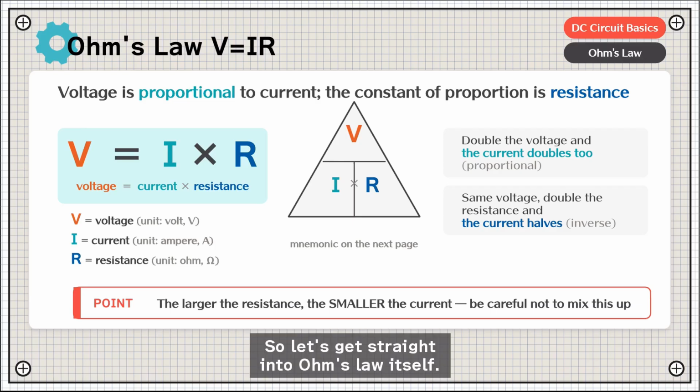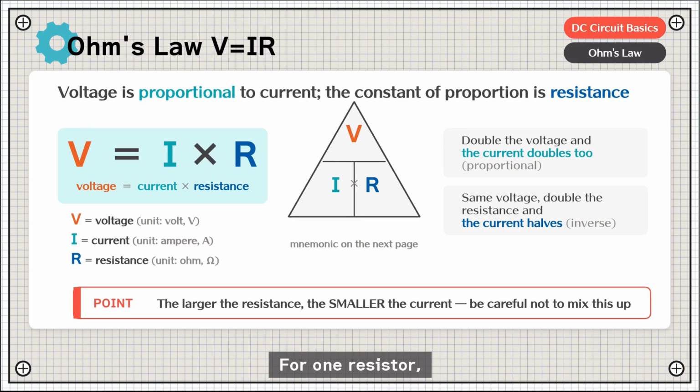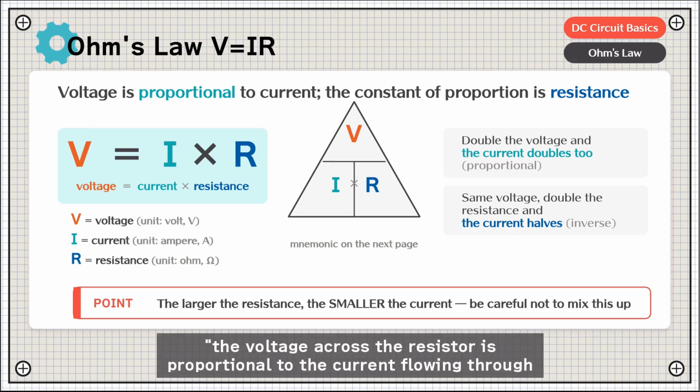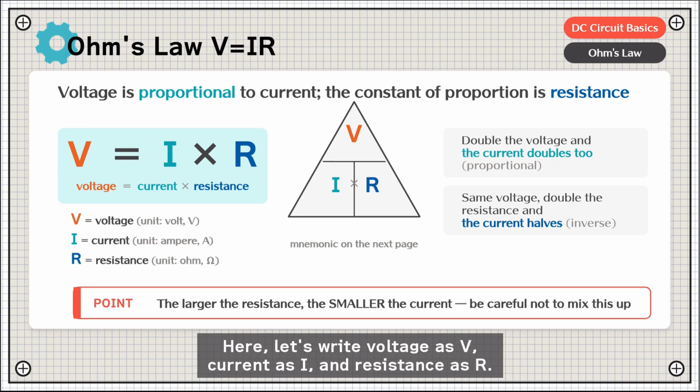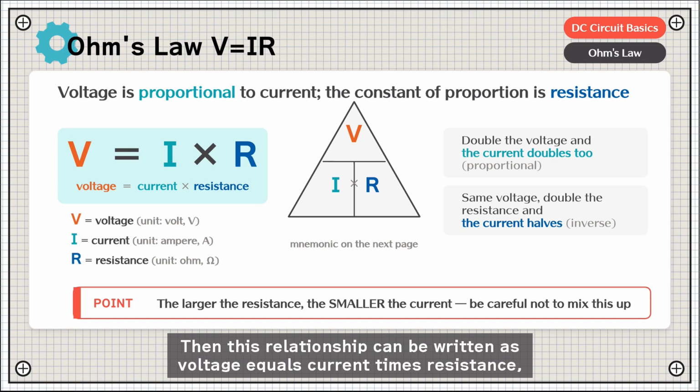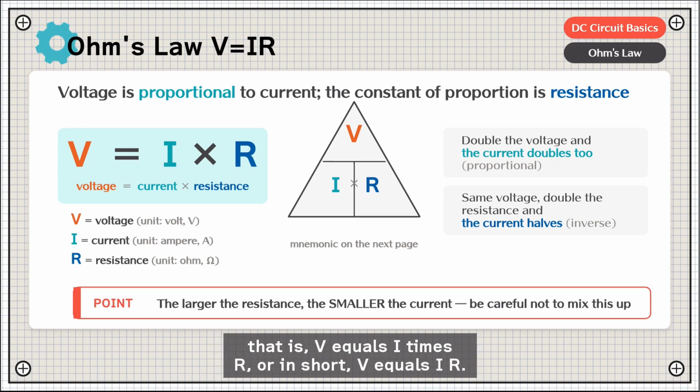So let's get straight into Ohm's law itself. For one resistor, Ohm's law says this: the voltage across the resistor is proportional to the current flowing through it, and the thing that sets the degree of that proportion is the resistance. Here, let's write voltage as V, current as I, and resistance as R. Then this relationship can be written as voltage equals current times resistance, that is V equals I times R, or in short, V equals IR. This is the most basic equation in electric circuits.